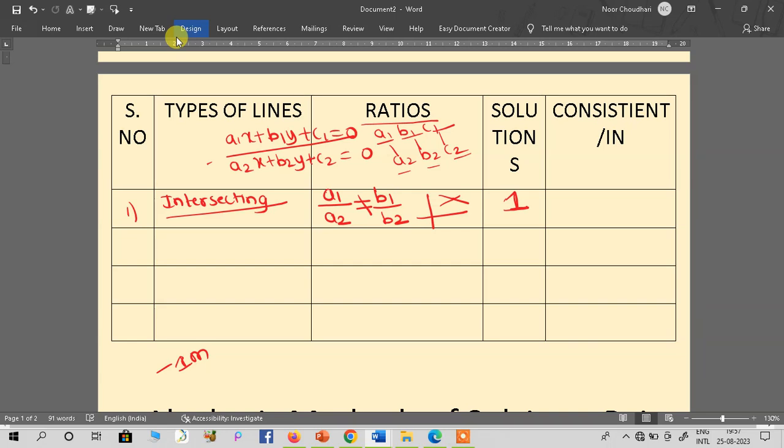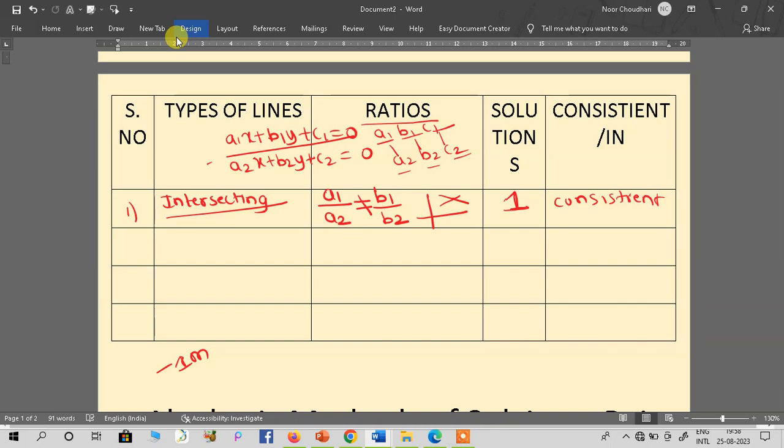So next is consistent or inconsistent. What is the meaning of this? If those lines can give solutions, these are stable. These lines are stable, means they can give solutions. So we say this is consistent. So intersecting lines are consistent.